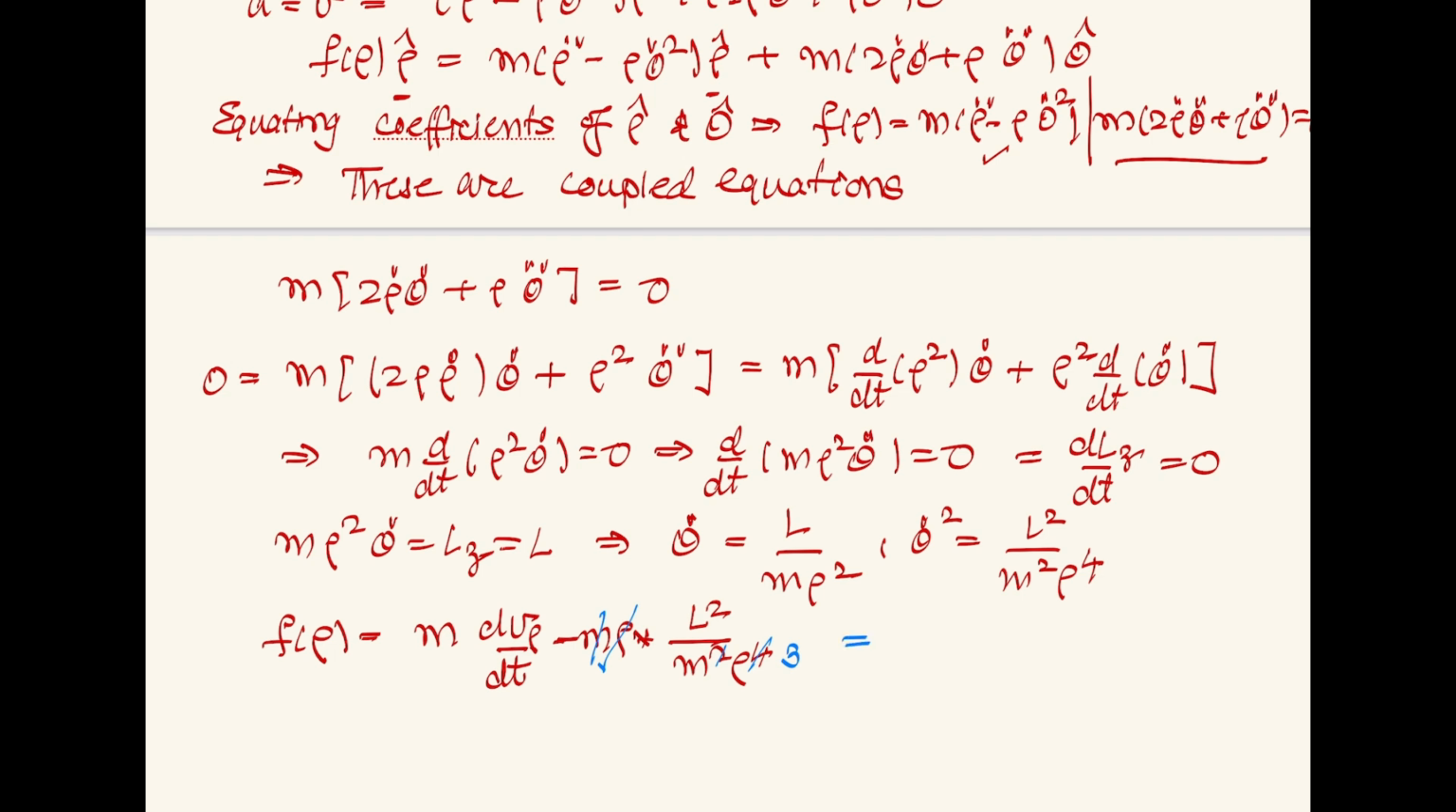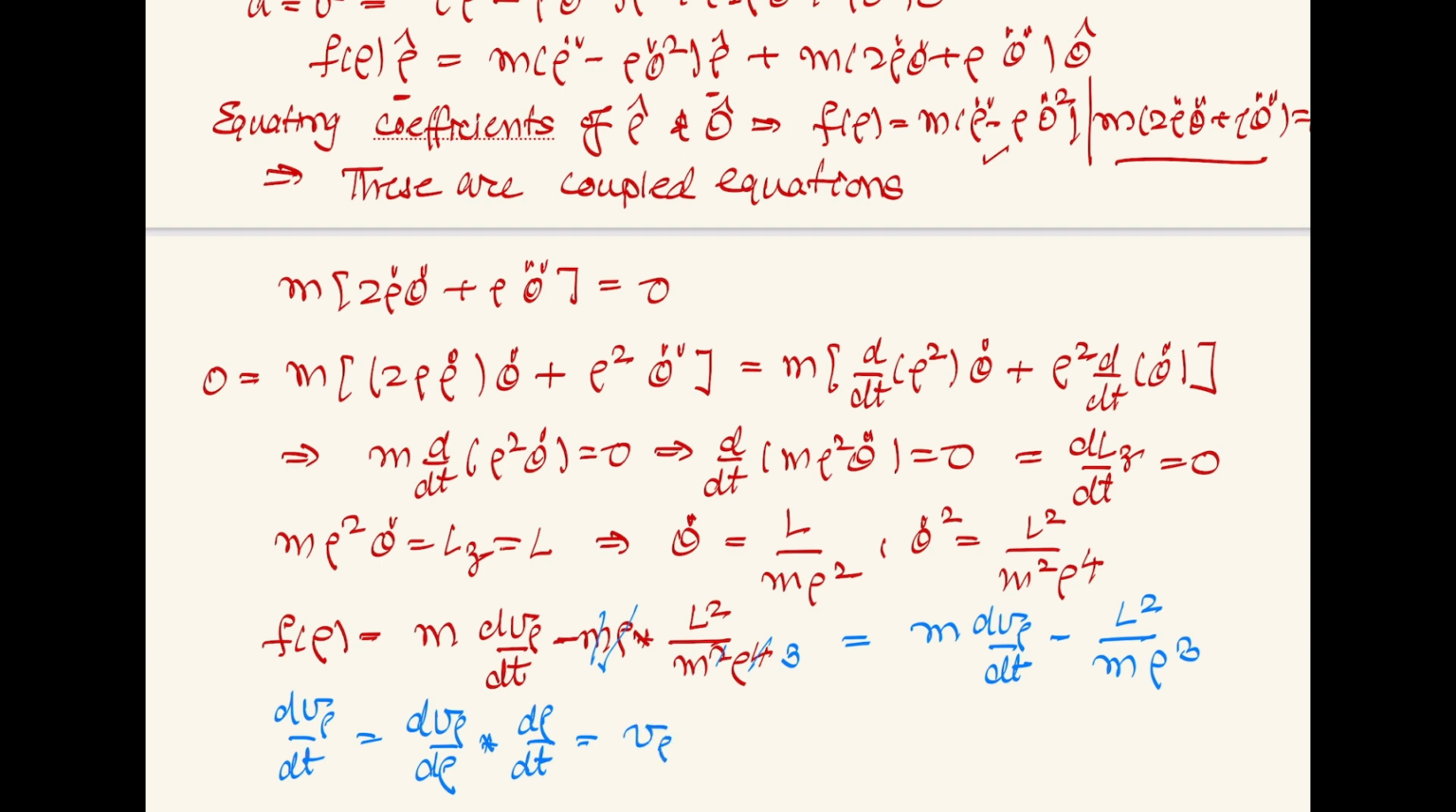So what do I get? So this becomes equal to m into dv rho by dt minus, I'm going to get L squared by m times rho cubed. Okay. Now I can write dv rho by dt as equal to dv rho by d rho times d rho by dt. So that is equal to v rho times dv rho by d rho.